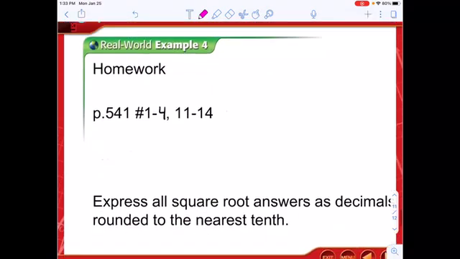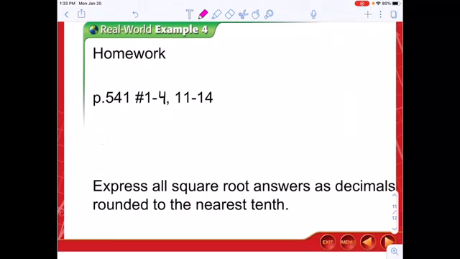Your homework for today is page 541, problems 1 through 4 and 11 through 14. And I am going to have you guys write all the square root answers as decimals today. Don't worry about simplifying the square roots yet. We'll discuss that a little more later.